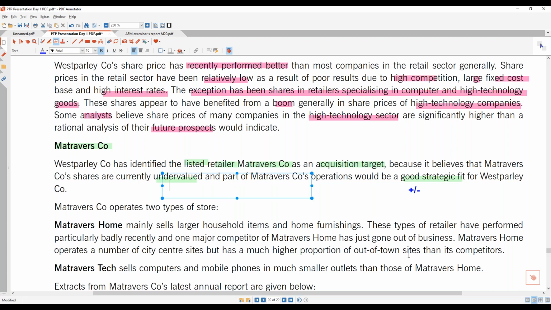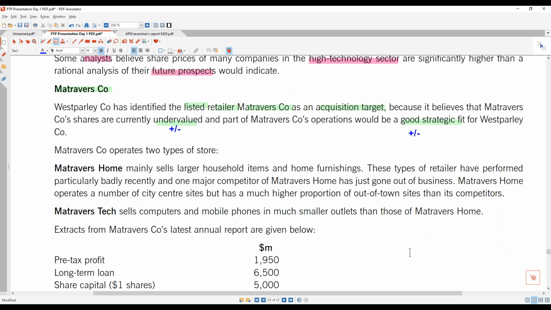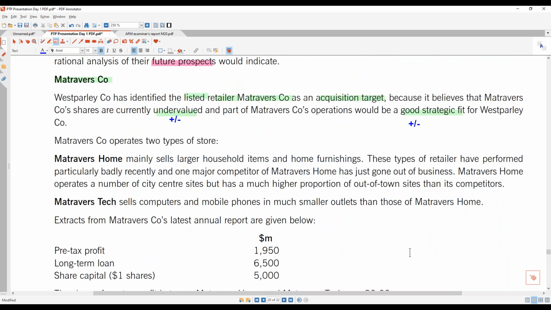He said that it's an undervalued company. That is the positive one. If we acquire the undervalued company, we will be able to get more shares. But the minus point: how do we get the valuation? Can we rely on the calculation or not? So that is based on the requirement.